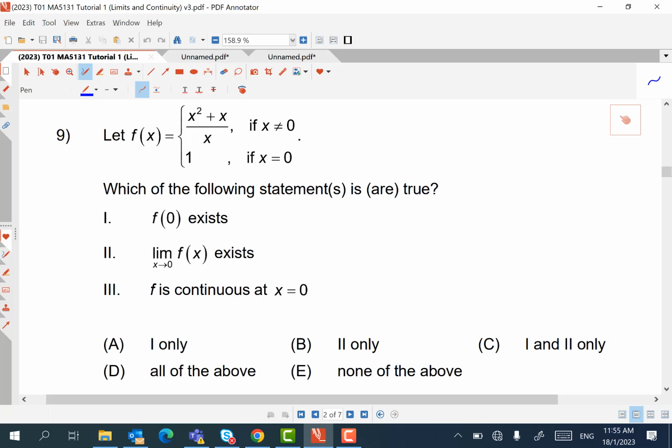Okay, number 9. Number 9 asks this question. Let's see number 9. Any response from the floor? This is yes, right? Yes, this exists. What is the value of this? 1. Right, it's equal to 1. And hence it is all of the above.